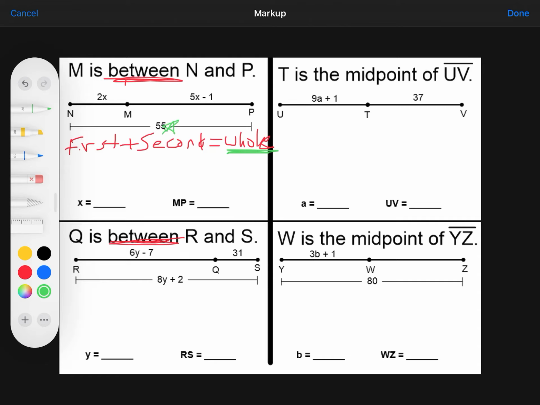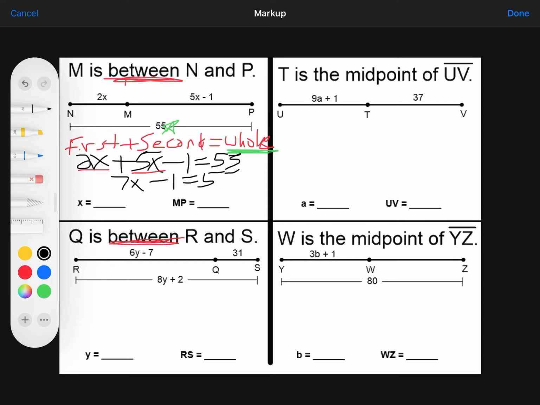So the first part of the picture is 2x. Second part of the picture is not 55. It's 5x minus 1. And the whole thing is 55. At that point there, you need to solve out the algebra. You're going to combine like terms together. 7x minus 1 equals 55.